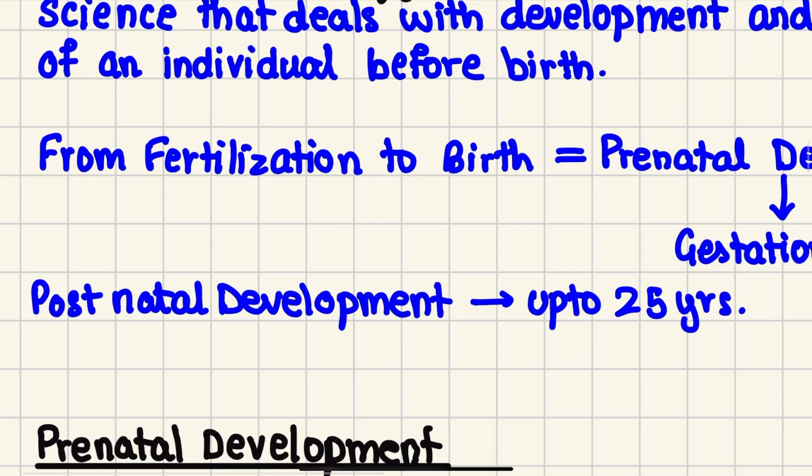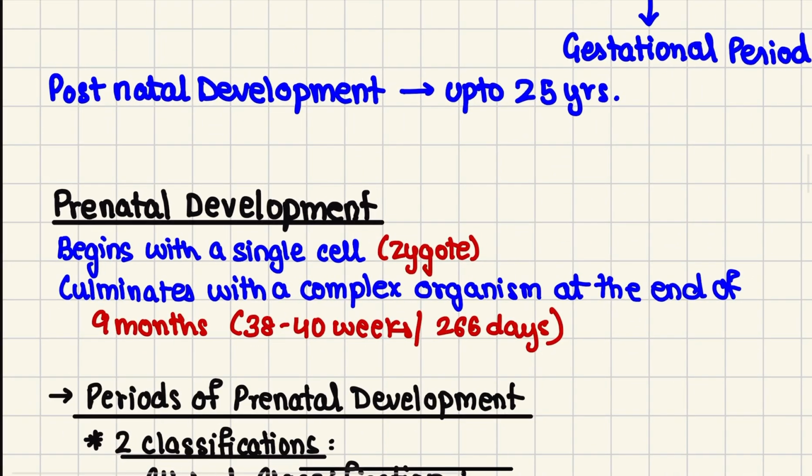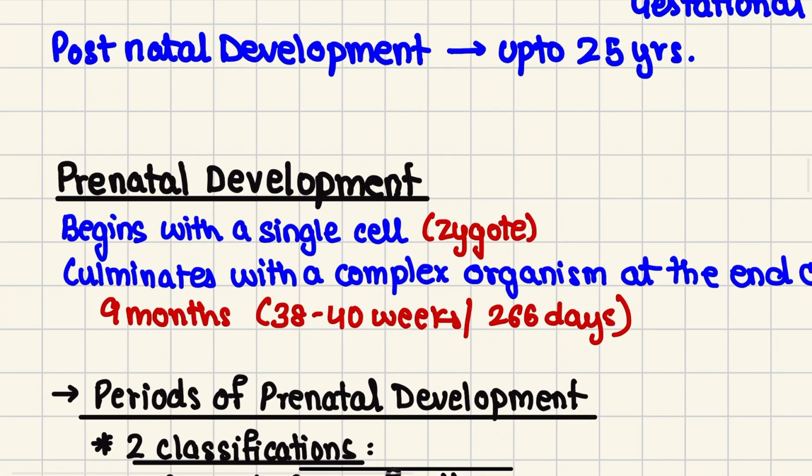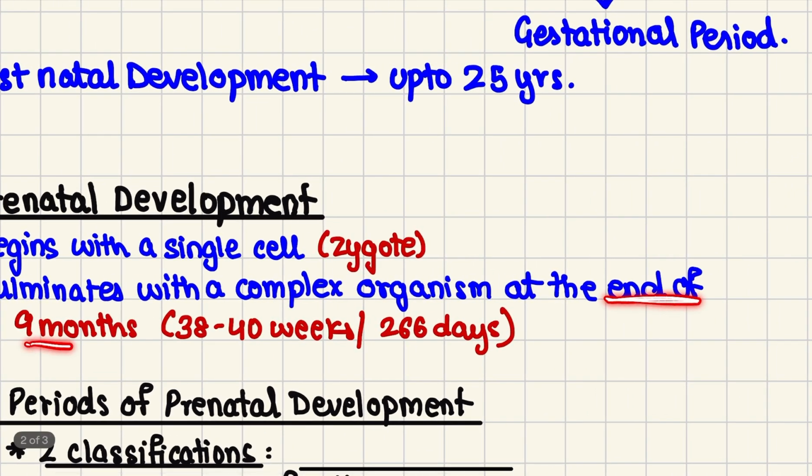Alright. Now, there's something called the postnatal development, that is up to 25 years of age. We will discuss that as we go ahead. Talking about the prenatal development, it begins with a single cell. The single cell is the fertilized cell called the zygote. Alright. Now, it culminates with a complex organism, that is the fetus, at the end of 9 months or 38 to 40 weeks or 266 days.